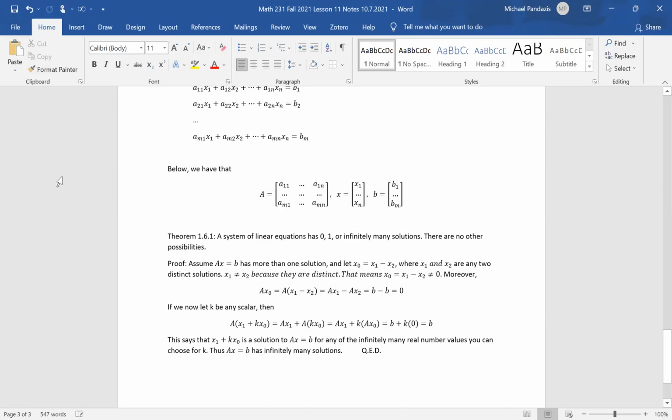Make sense? All right, so that's the proof of theorem 1.6.1. That's important to know. Okay, so the next theorem is theorem 1.6.2.